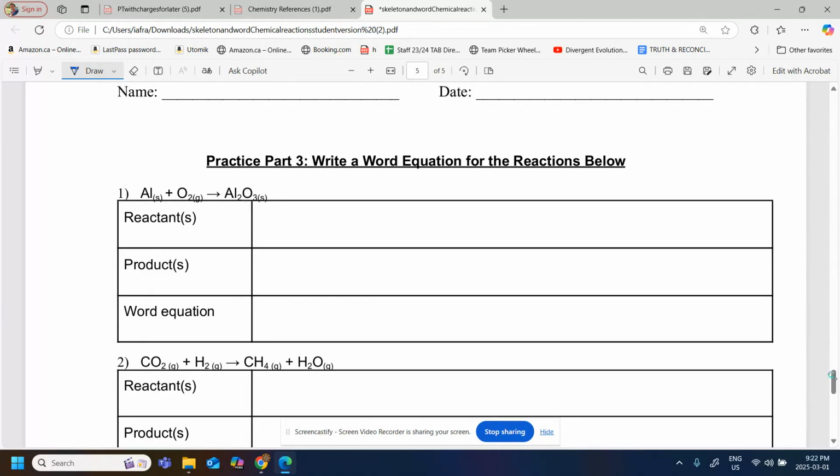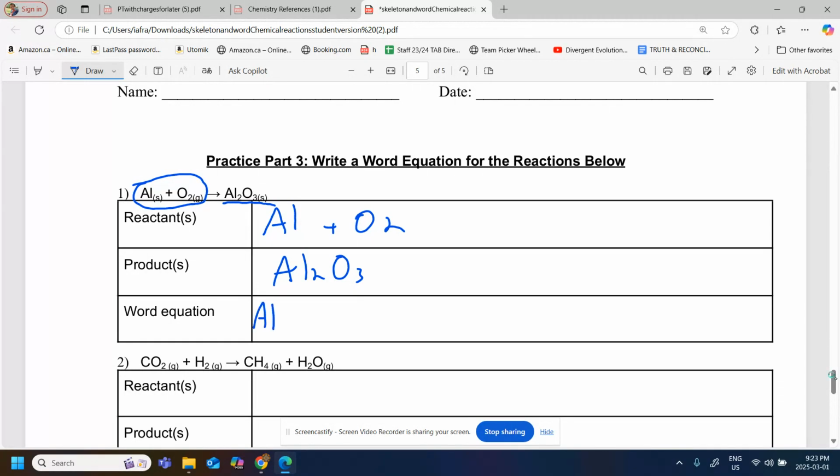So let's identify our reactants first. Here are the reactants. They're on the left side of the arrow, simply aluminum plus O2. The product is on the right side of the arrow, Al2O3. To write a word equation, we just turn everything into words.